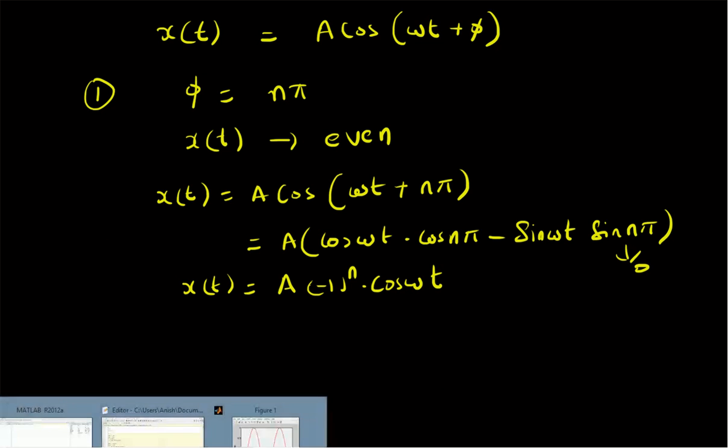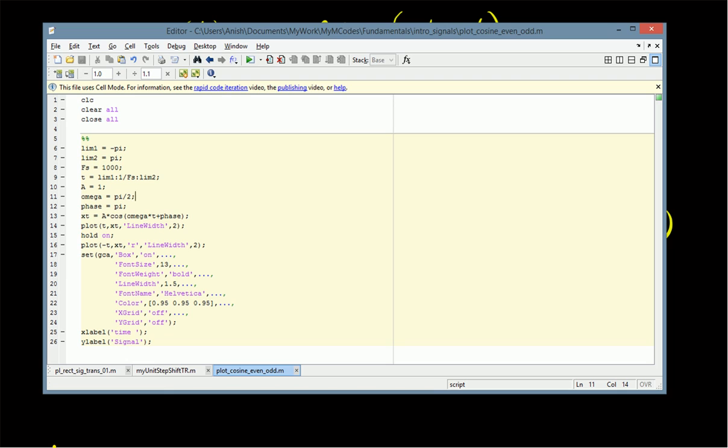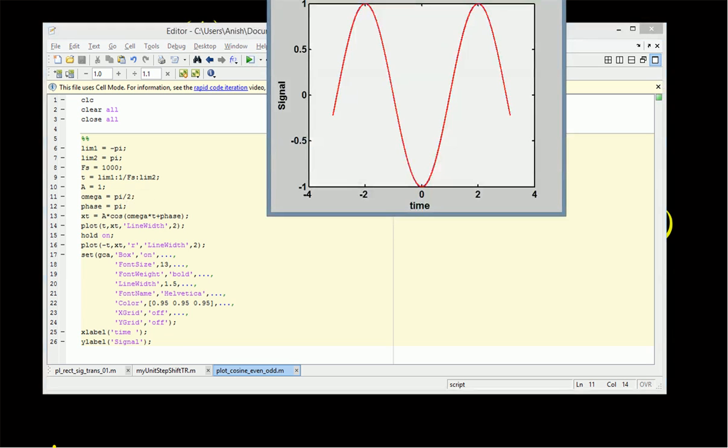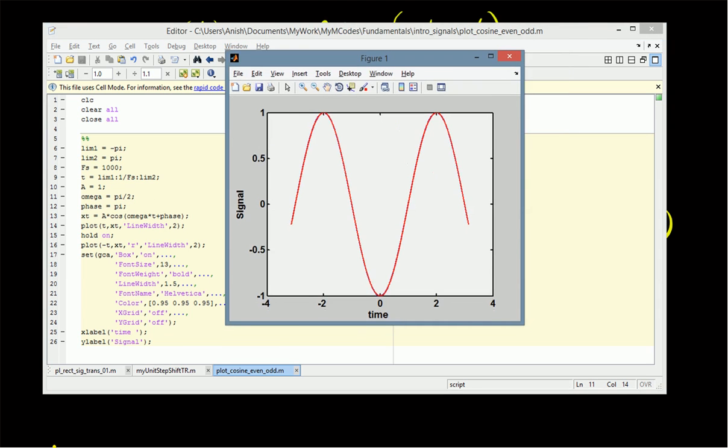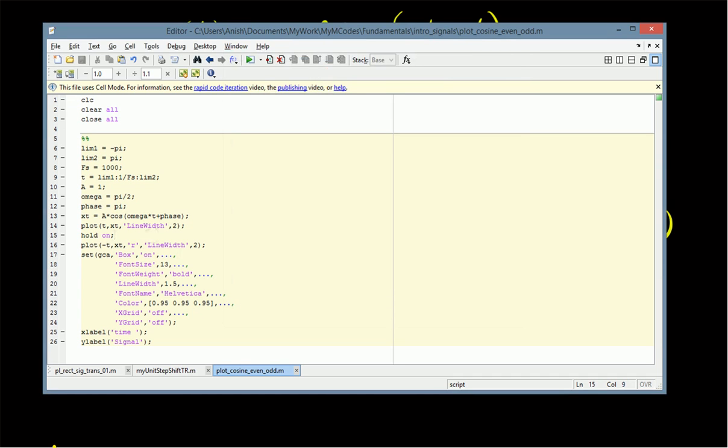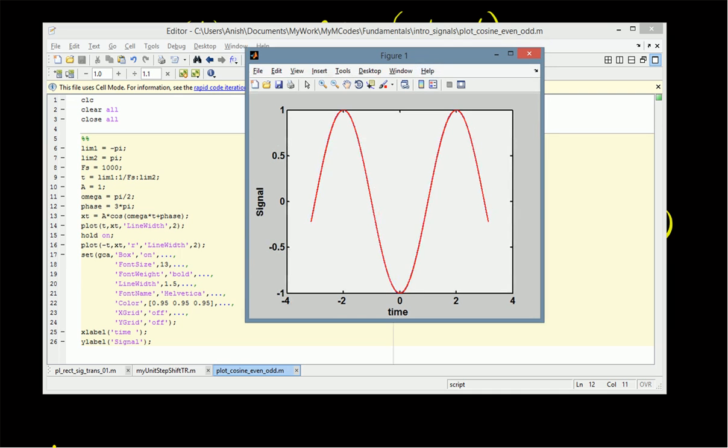We can easily verify this in MATLAB. Phi is a phase term, basically a multiple of pi, in this case 1 into pi. So the signal is exactly even. That is, we plot t comma x of t, which is the original signal, and plot minus t comma x of t, which is the time reversal signal in red. They actually match each other perfectly. That means it is an even signal. And we can verify the same thing for any multiple of pi, for example 3 pi. Again we can clearly see that x of t is even.